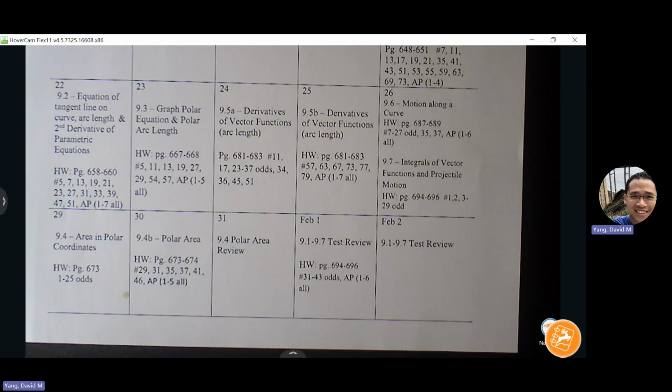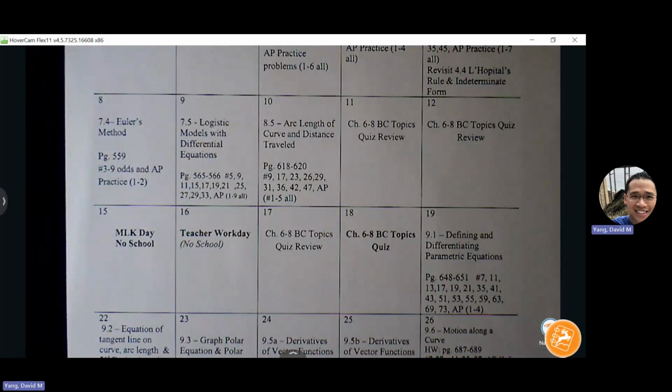You guys have homework. The pages are all in your packet along with AP practice. I will send out a link to the current units page so that you know where to look as you're checking your answers and as you're working through your homework. Okay.